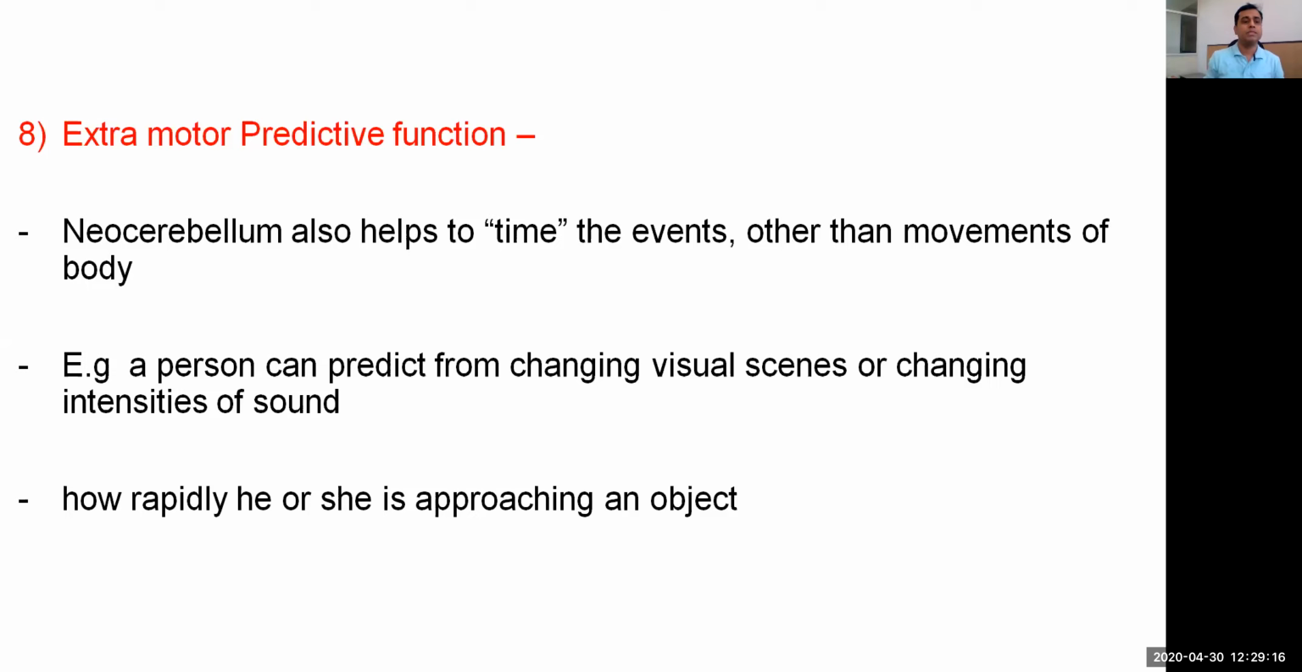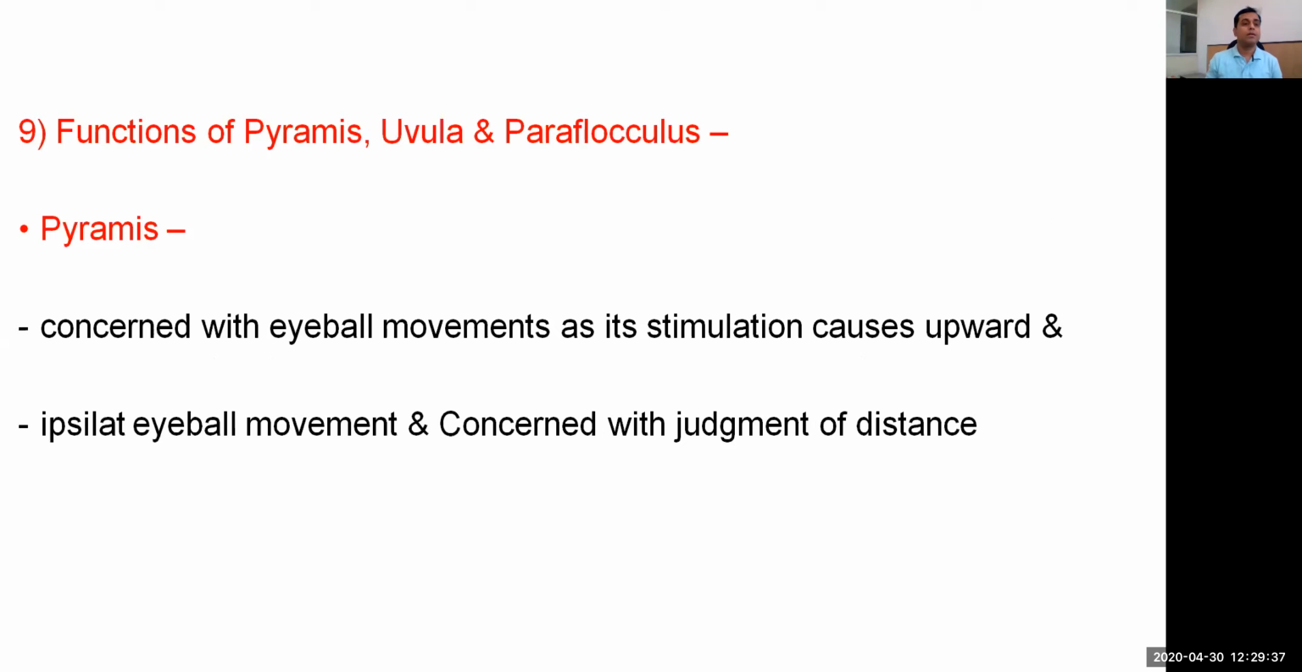Next function of the cerebellum is extramotor predictive. Neocerebellum also is playing a very important role in timing the events rather than timing the movements of the body. For example, when a person predicts from a changing visual scene or changing intensities of the sound how rapidly he or she is approaching a particular object.